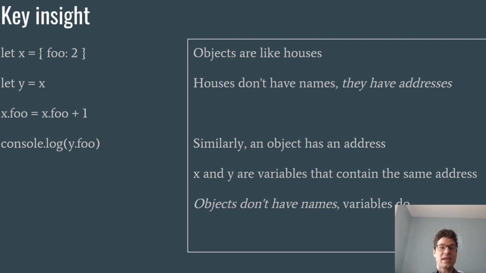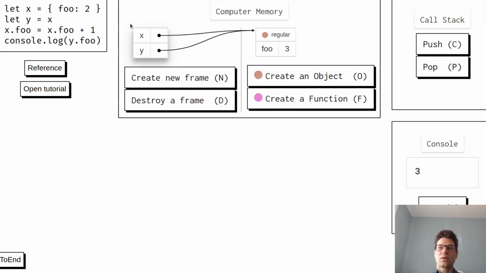I'm going to repeat that because that is a common misconception among beginners, that objects have names. They don't. They contain addresses, and these addresses are the addresses of the object. Referring to the example we just saw, x and y are variables, and they contain the same address, which is the address of this object right here. Any questions?